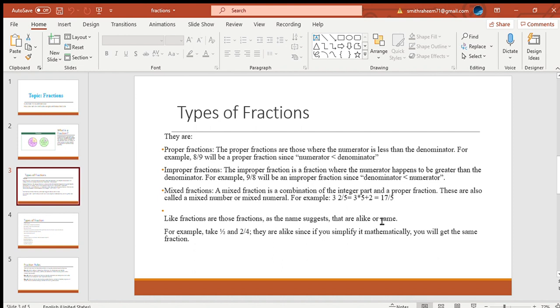and the numerator is 17. So you have a next example, you have a next type of fraction, which is the like fraction, or those fractions, as the name suggests, that are alike or the same. For example, if you take 1/2 and 2/4, they are alike, since if you simplify it mathematically, you'll get the same fraction.